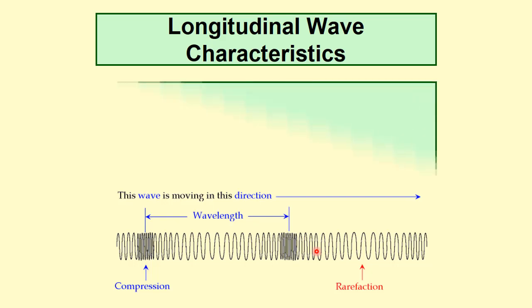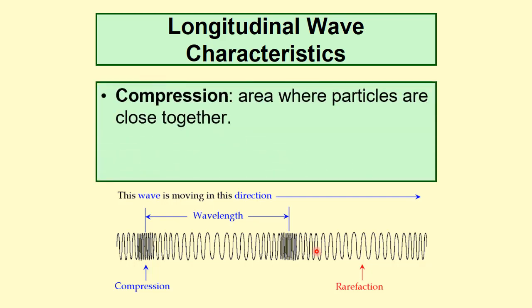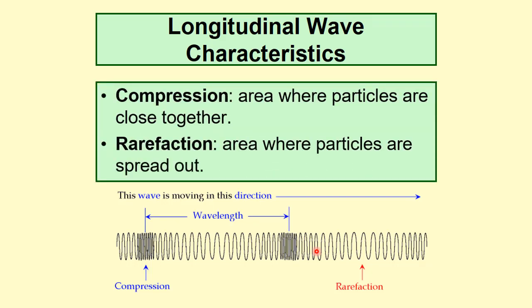So, the characteristics of longitudinal waves are two: compression and rarefaction. The compressions are the areas where the particles are close together and the rarefactions are the areas where the particles are spread out. Look at this figure. In this area, the particles are very close and it is called the compression, as this word comes from the word compress.